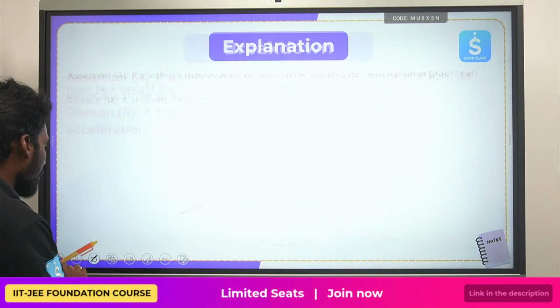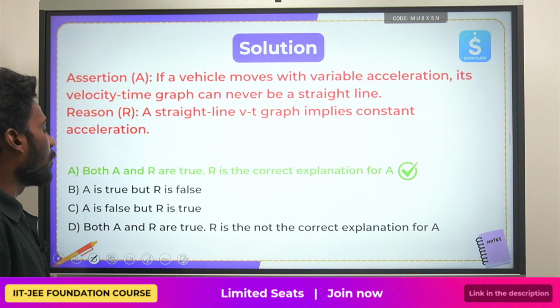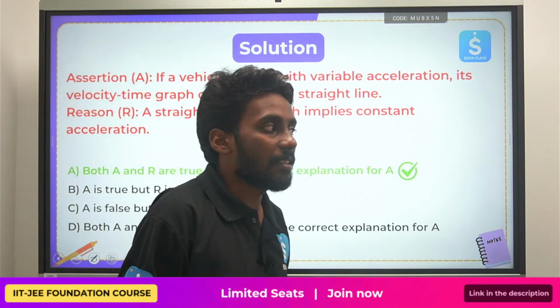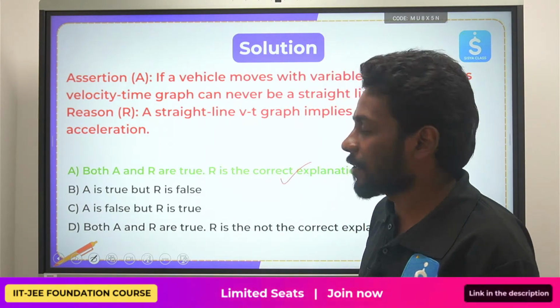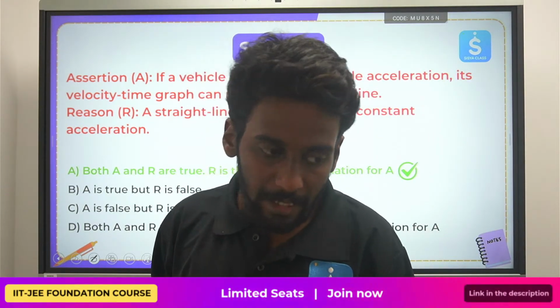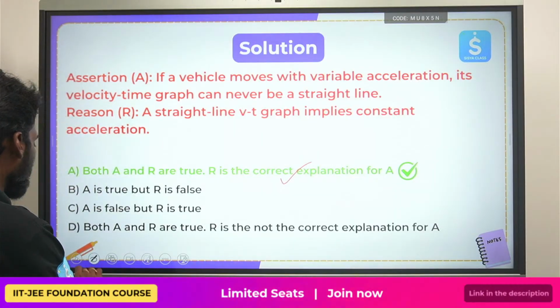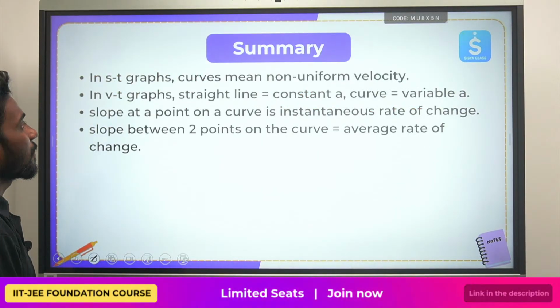So what can we conclude? We can conclude that both the given assertion and reason are true, and the reason is the correct explanation for the given assertion. So these are some of the questions we discussed. So what did we discuss today?